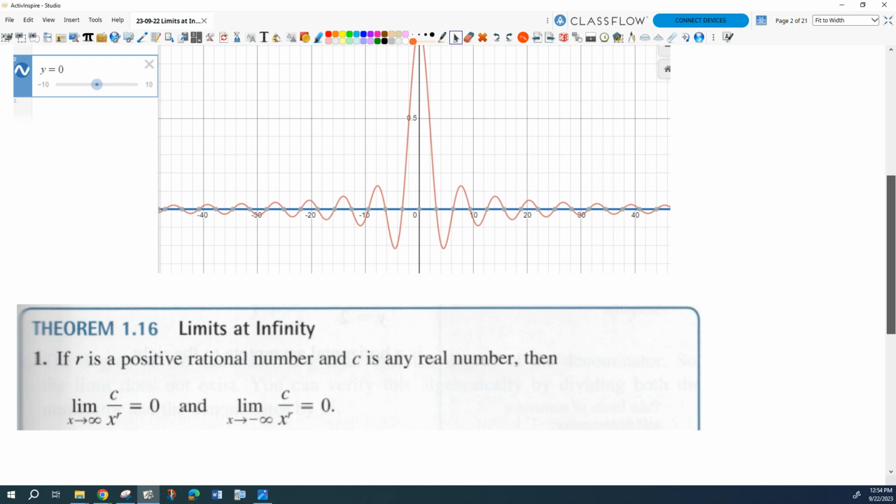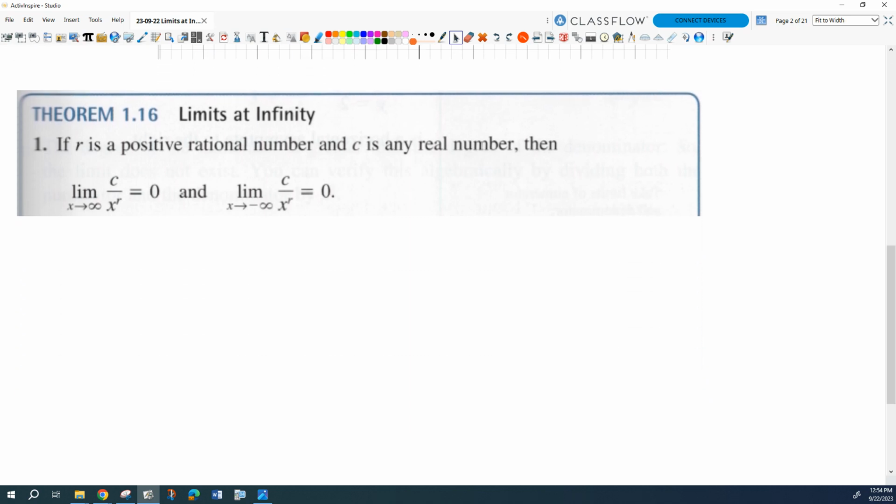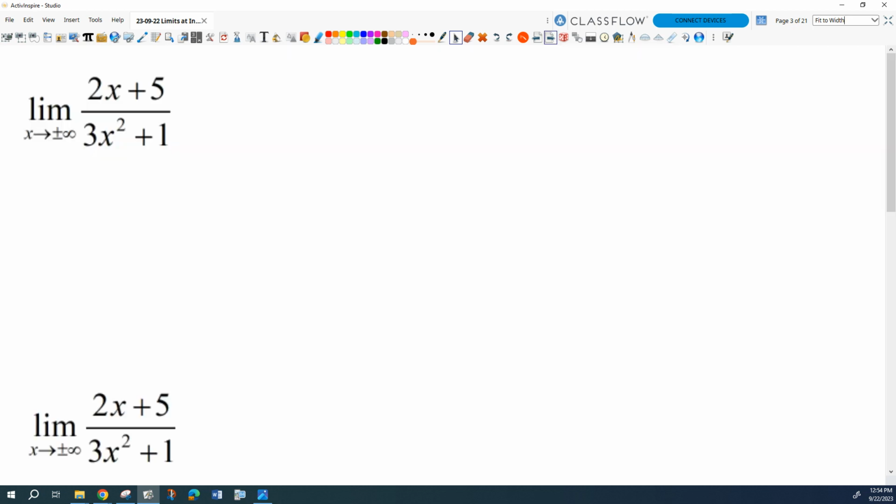I gave you also yesterday, there's a theorem here. If you have a function divided by a power of x, as x goes to positive or negative infinity, the bottom of the fraction is going to explode and the top of the fraction is going to stay fixed. And what happens to a fraction if the bottom gets huge? The value of the fraction goes to zero, doesn't it, right? Okay, and that explains the whole horizontal asymptote thing.